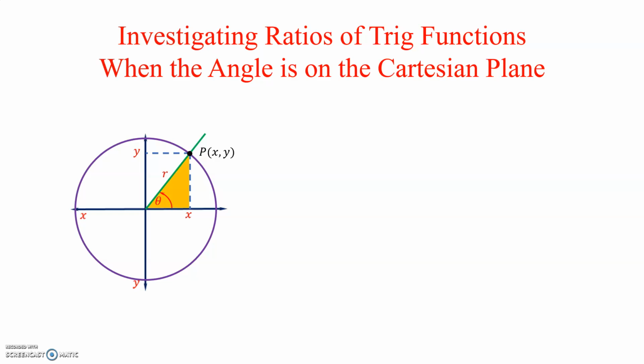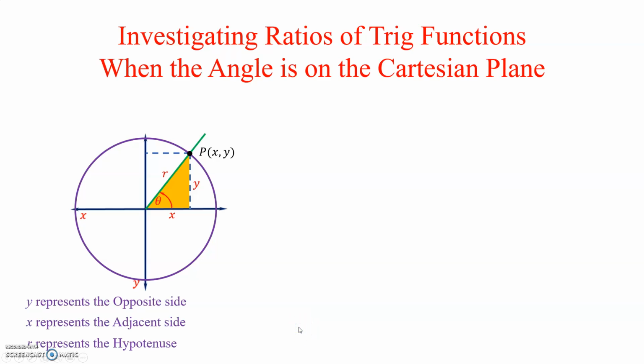This brings my attention to the triangle inside of the circle. The y and the x coordinates now wind up being the lengths of the different legs. So y represents the opposite side from the angle, x is the adjacent side, and r is the hypotenuse of the triangle. With these three representations, we now have a new way of identifying our six trig functions. Sine of theta is now y over r, as opposed to just opposite over hypotenuse.